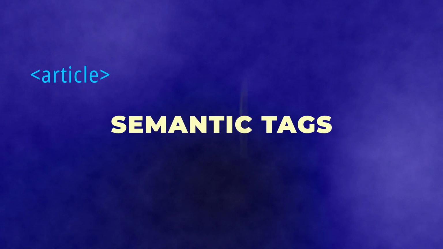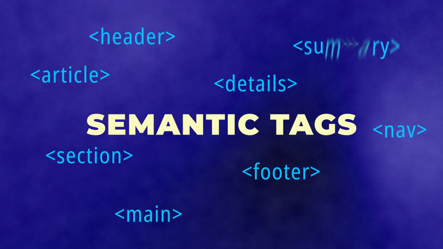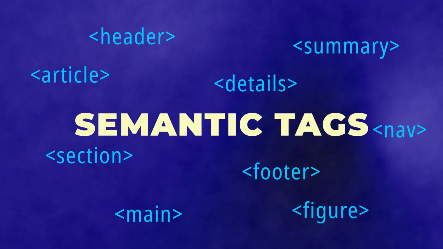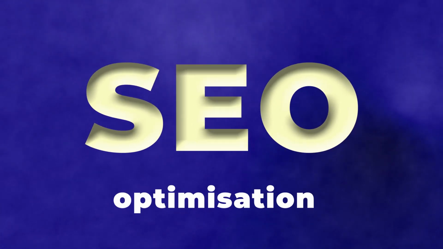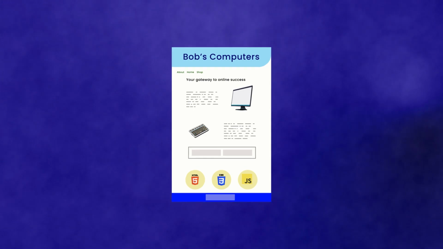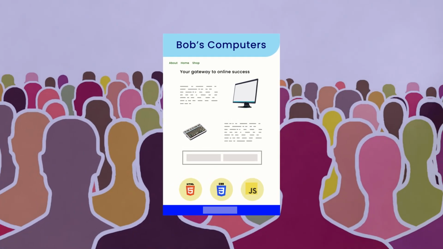The main tag is an example of a semantic tag, a tag that describes what the content is rather than affecting what's displayed on the page. These techniques form part of SEO, search engine optimization. Well-structured websites accessible to the widest audience perform better in search.